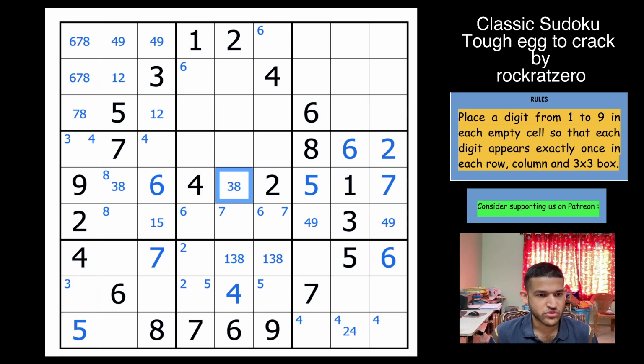So you have 1 and 2 here. So it can't go into these two cells. So 1 and 2 obviously go into one of these two cells. And that puts 1 and 2 in one of these 3 cells and these 3 cells. Okay, nothing much there. Suspicious. 4 here and 4 here. So it gives me a 4 here. Excellent.